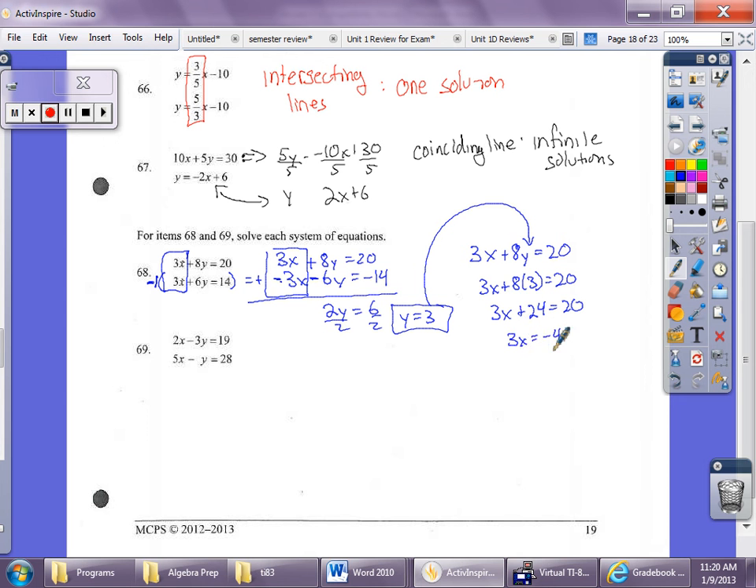3x equals negative 4 divided by 3, and x equals negative 4/3. So our solution to 68 is negative 4/3.